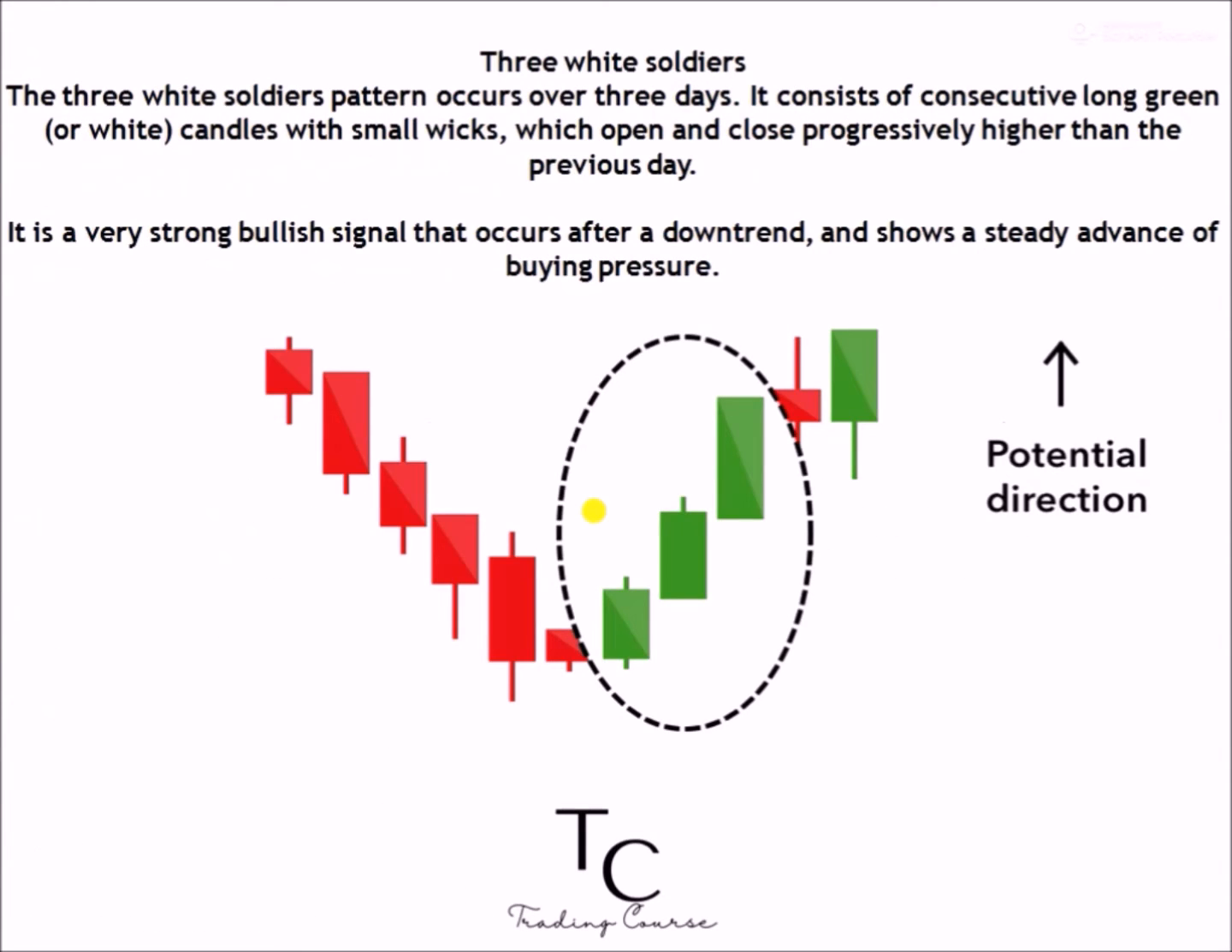Three white soldiers. The three white soldiers pattern occurs over 3 days. It consists of consecutive long green or white candles with small wicks, which open and close progressively higher than the previous day. It is a very strong bullish signal that occurs after a downtrend, and shows a steady advance of buying pressure.